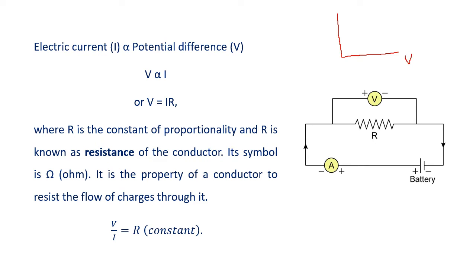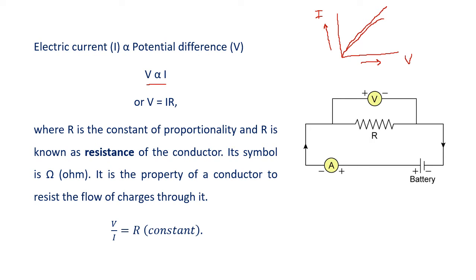Means when we are drawing the graph of voltage versus current, we get a straight line. Means as we are increasing the voltage, the current is also increasing. Yes, this straight line indicates that the current is directly proportional to the voltage, or the voltage is directly proportional to current.